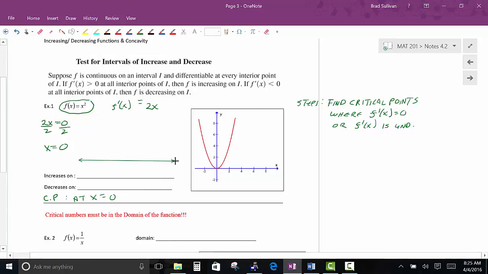Just kind of draw yourself a number line, and the only critical point we have is x equals 0. So if we want to figure out without looking at the graph where it increases and decreases, we just analyze the derivative and that's it. So what I'm going to do is take what I call test points. I'm going to take a point that's less than 0. It's your call too. Let's keep it simple.